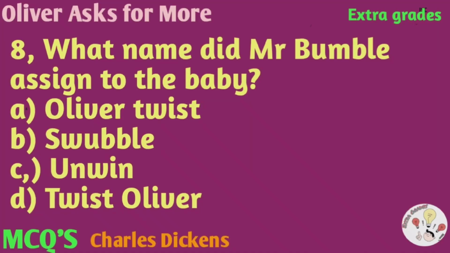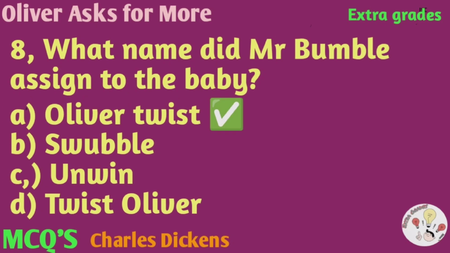Question number 8. What name did Mr. Bumble assign to the baby? The options are A, Oliver Twist, B, Swivel, C, Unwin, D, Twist Oliver. And the correct option is A, Oliver Twist.